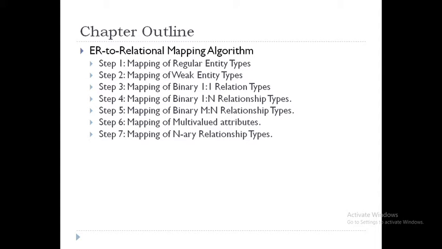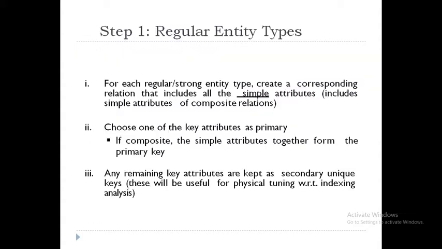Here, all these steps may not be involved in every ER to relational mapping. For example, if there are no multi-valued attributes, then that step may not be applied. Or if there is no weak entity type, then again step 2 may not be applied. Whichever is applicable, that we have to see. In every ER diagram, you will have the strong or regular entity types, which means the first step must be applied. Now we'll see each one of these steps in detail.